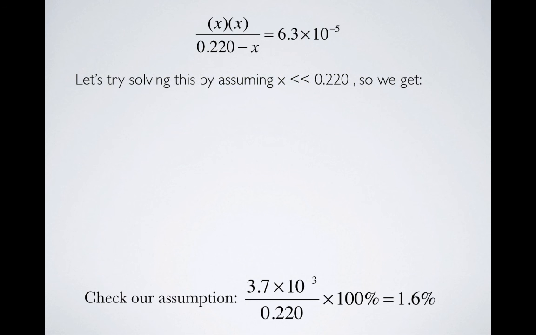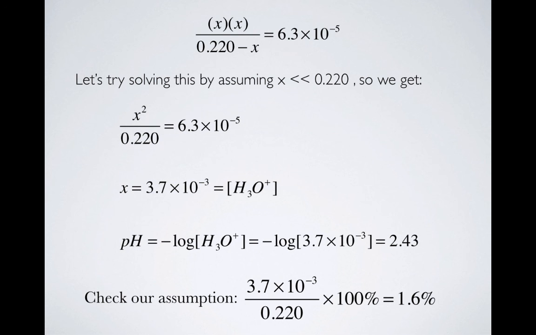We see that our Ka is very small, so we're going to assume that the X we're going to get is much smaller than 0.220. So I can ignore that X in the denominator, and that gives me X squared over 0.220 is equal to 6.3 times 10 to the minus 5. When I solve for X, I get 3.7 times 10 to the minus 3.